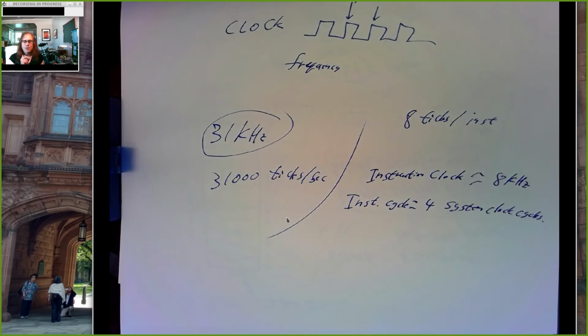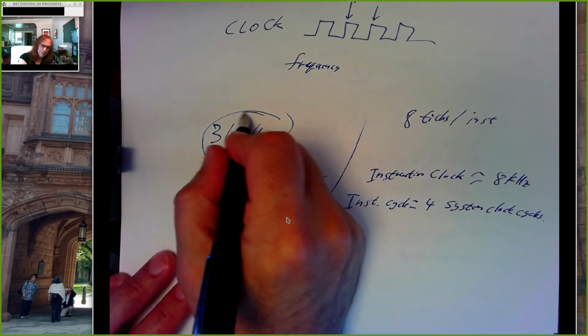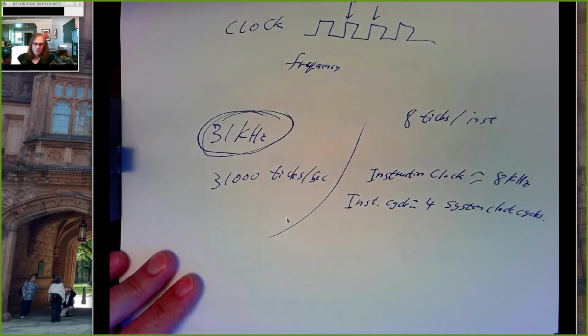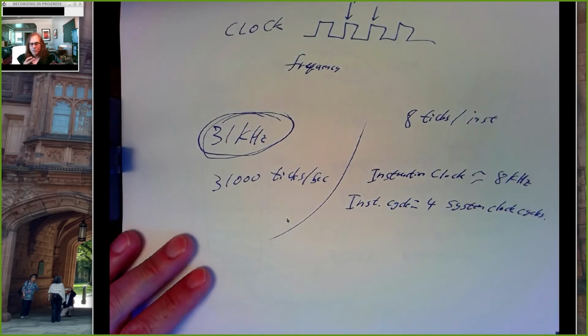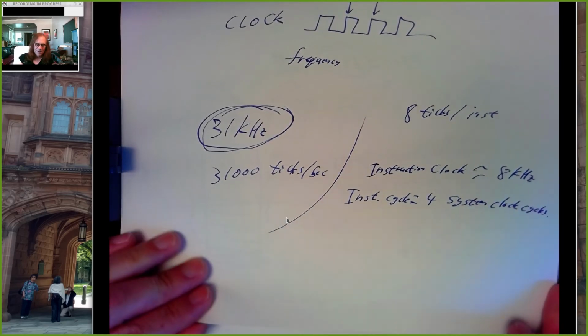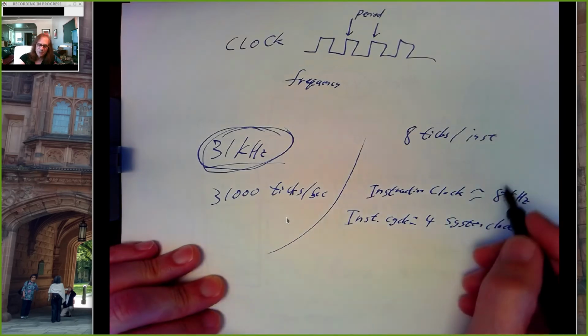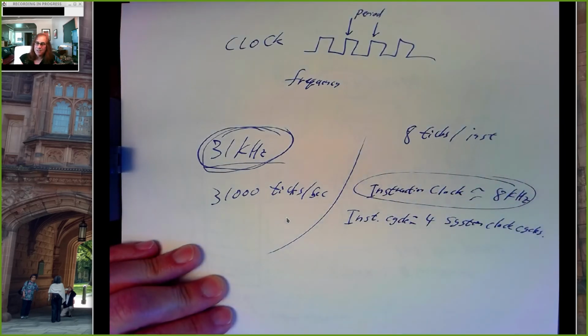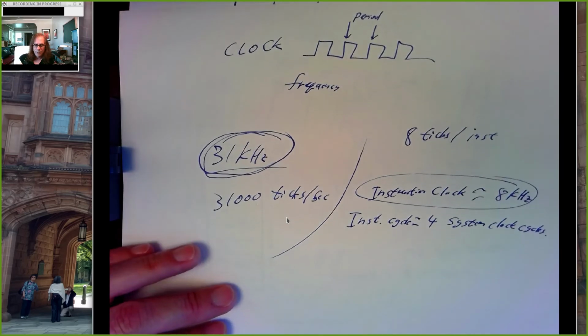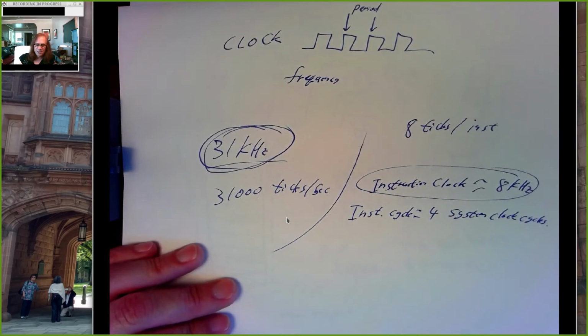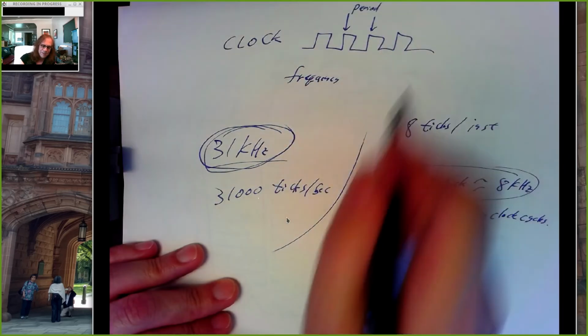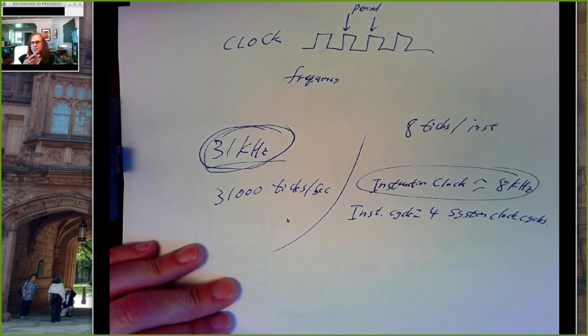So pretty much always in this course, I'm going to work with this 31 kilohertz system clock, 31 or 32. And when I talk about the system clock, I'll be talking about 31,000. When I talk about the instruction clock, I'll be talking about approximately 8,000 instructions per second. And when we talk about an instruction cycle, we mean 4 of these system clock ticks, which is the amount of time we usually need to finish one instruction.